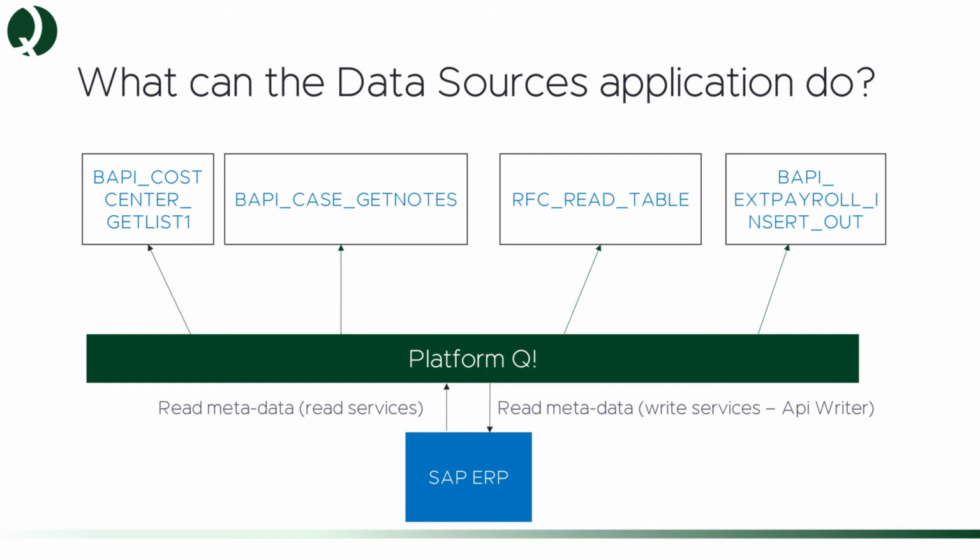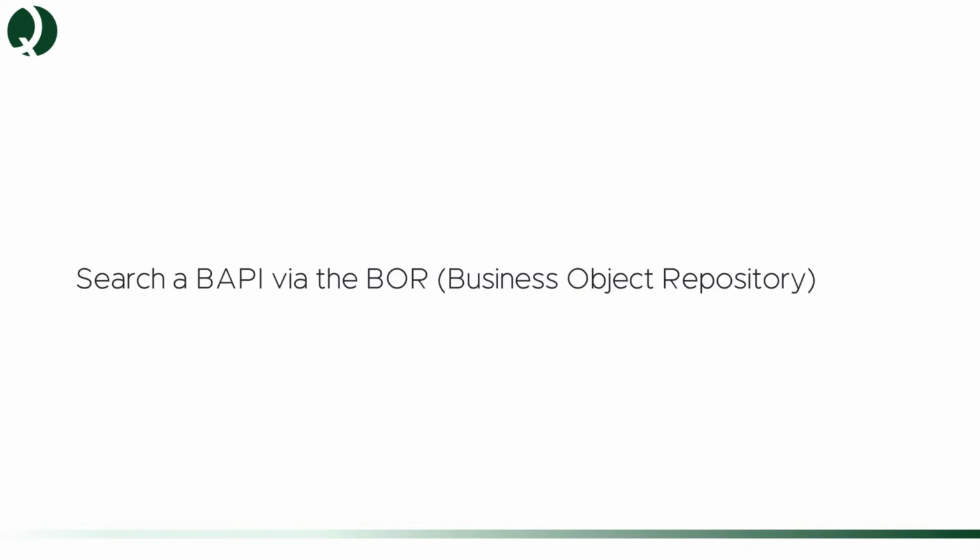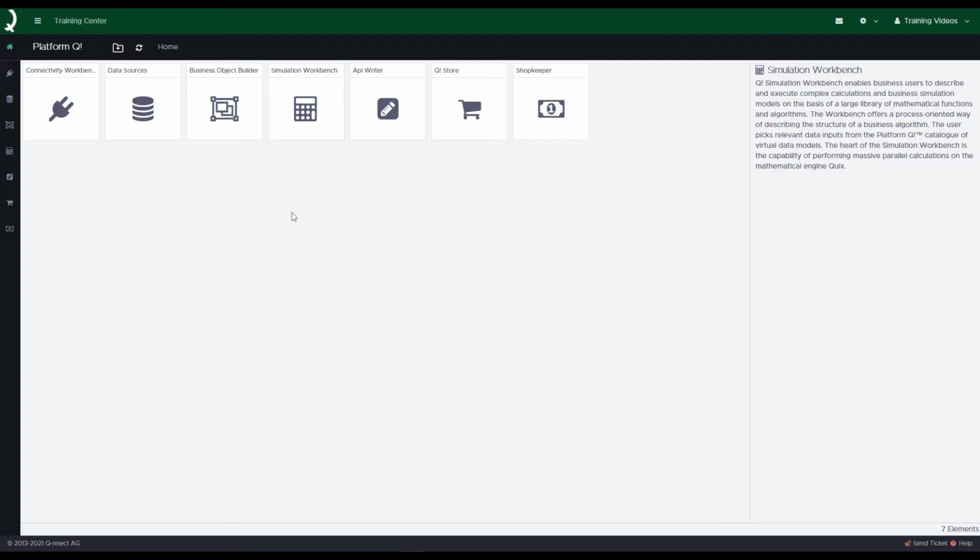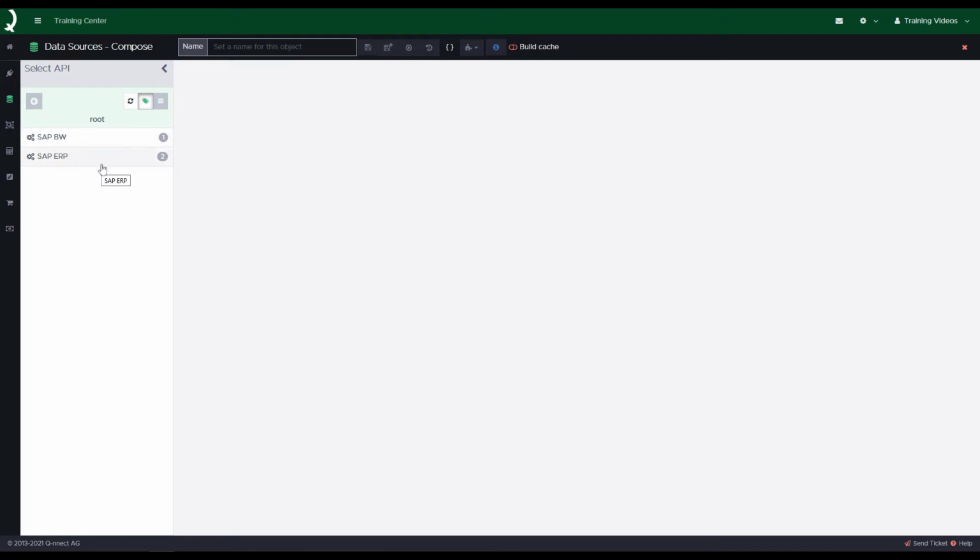Time to jump into Platform Q to see how you can read data from a BAPI. There are two ways how to accomplish this. The first way is to search the required BAPI via the business object repository. We are going to search for the BAPI cost center getList1. Click on the data sources tile and then click on create new object. On the left side, you can see available system types that are connected with Platform Q. We are going to select the available SAP ERP system.